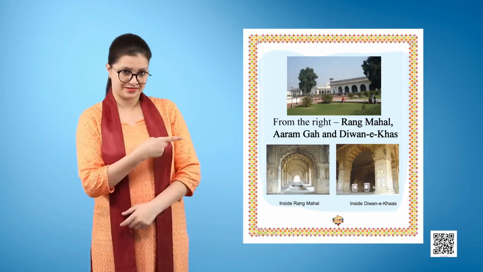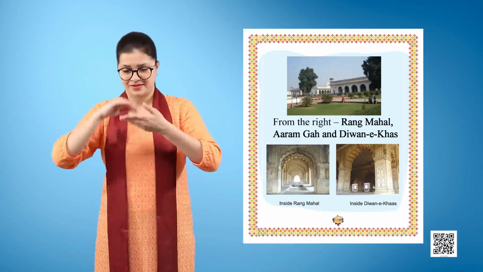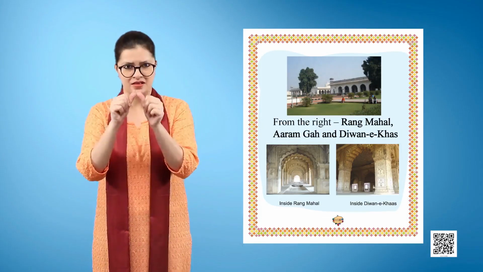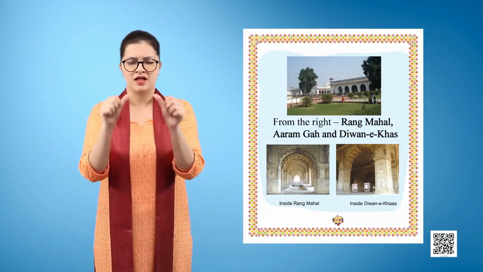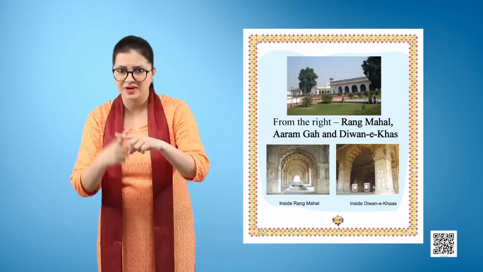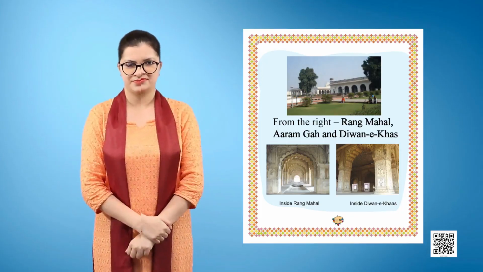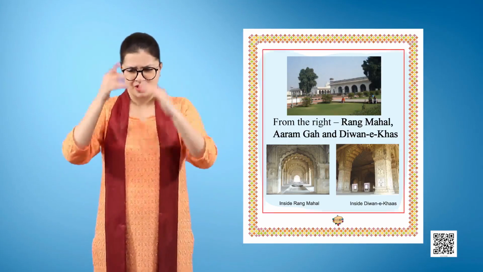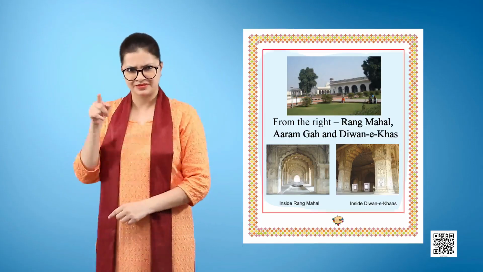On the left side of the page, we see a picture of Rang Mahal, Aram Gah and Diwan Khas, marked in the sequence from the right. Below the text is a picture of inside Rang Mahal and inside Diwan Khas.